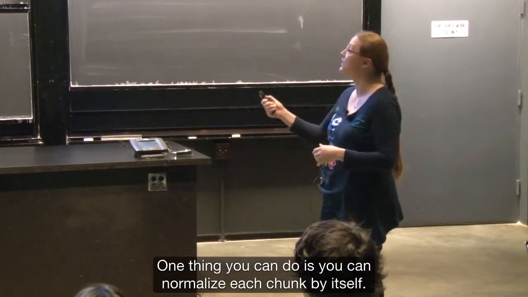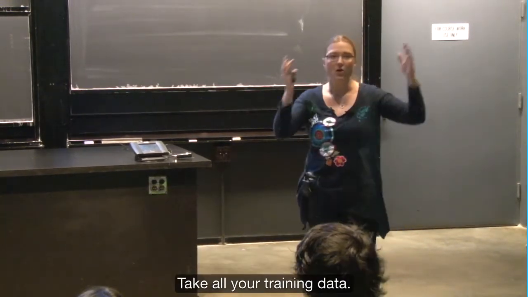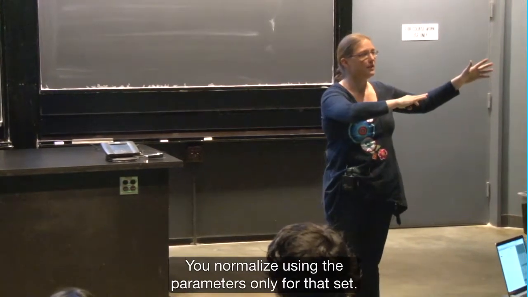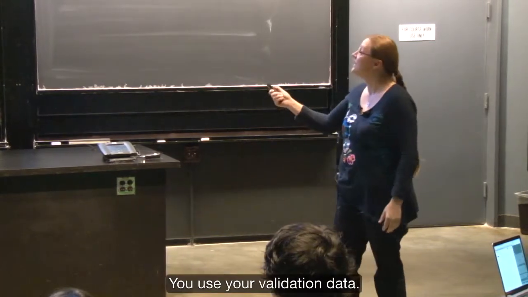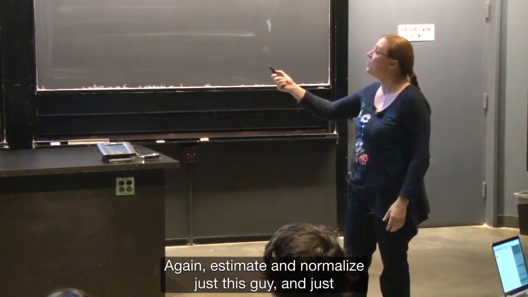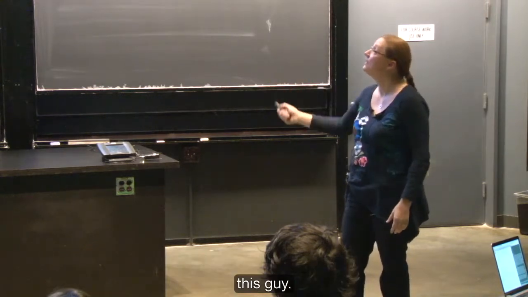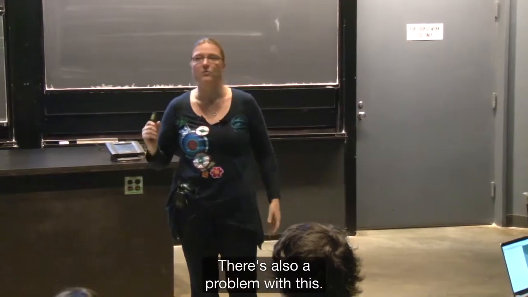One thing you can do is normalize each chunk by itself. Take all your training data, estimate the mean and the standard deviation, and normalize using the parameters only for that set. You use your validation data, again, estimate and normalize just this one and just that one. That's okay, there's no leakage here. There's also a problem with this.